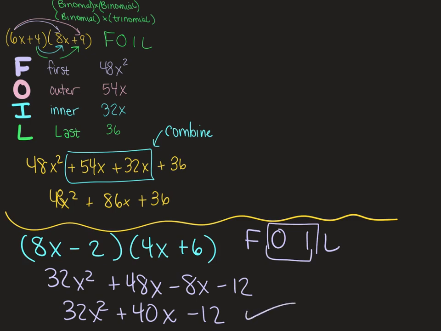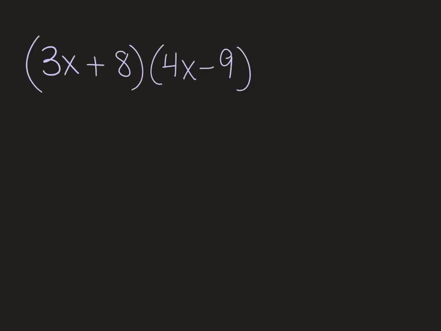Check. All right, here's your first question of the video. Do FOIL, first, outer, inner, last. And when you type in your final answer, remember to use a caret. So like if you're going to do x squared, you're going to do x caret 2.